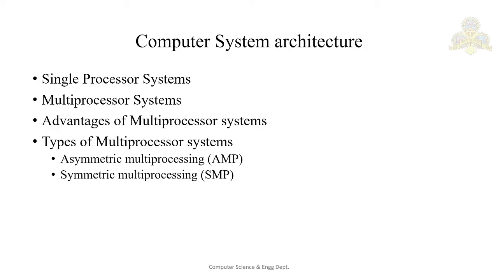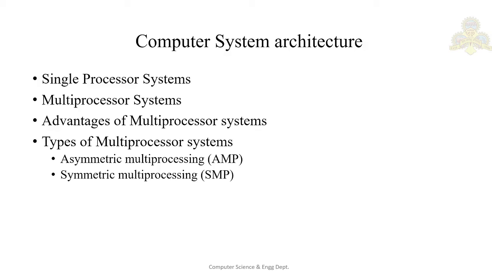So the third advantage is increased reliability. If functions can be distributed properly among several processors, then the failure of one processor will not hurt the system. It will just slow down the system. So this is another advantage of multiprocessor systems.